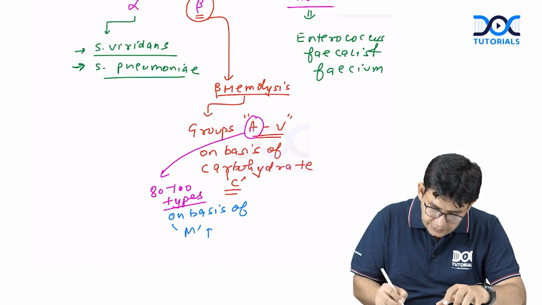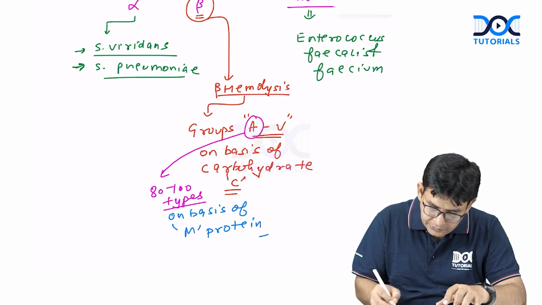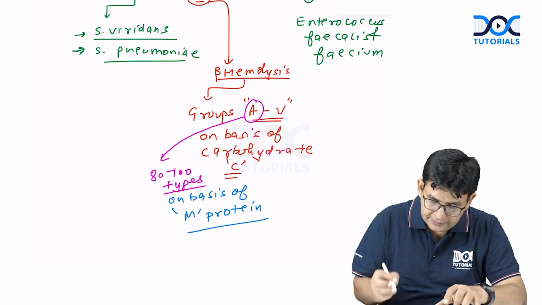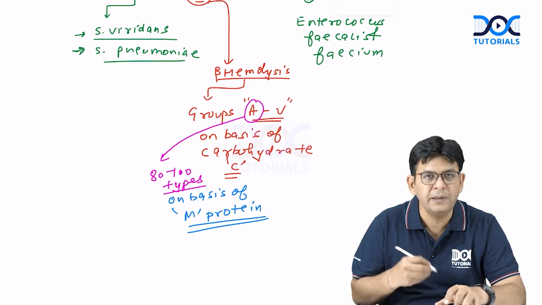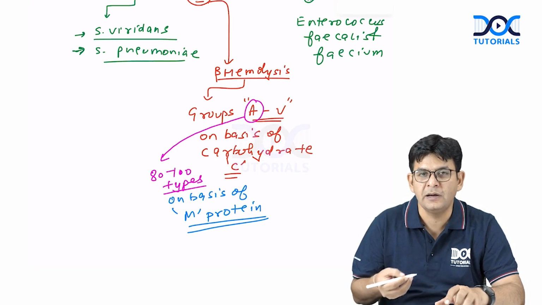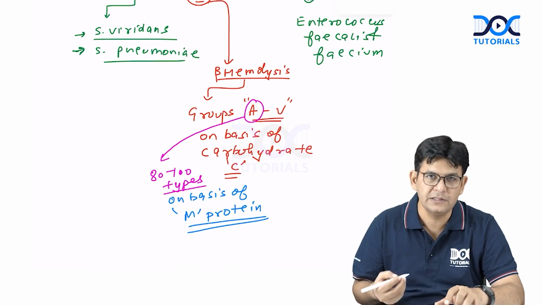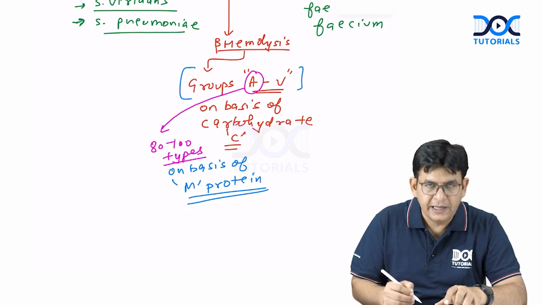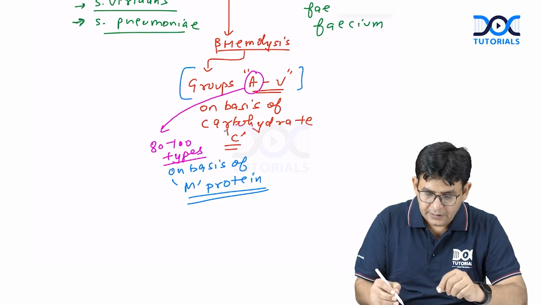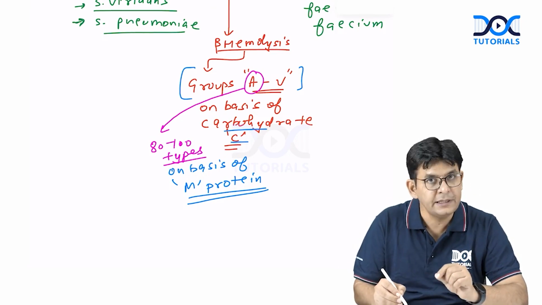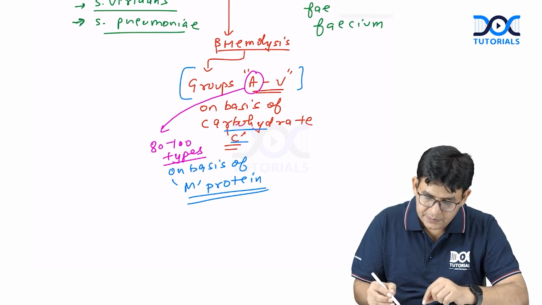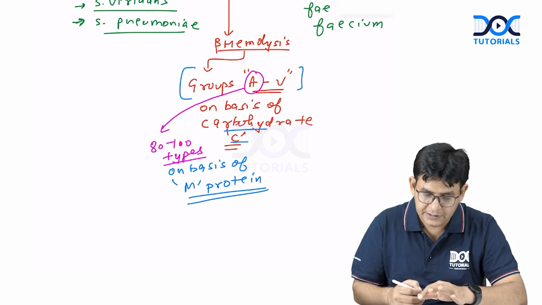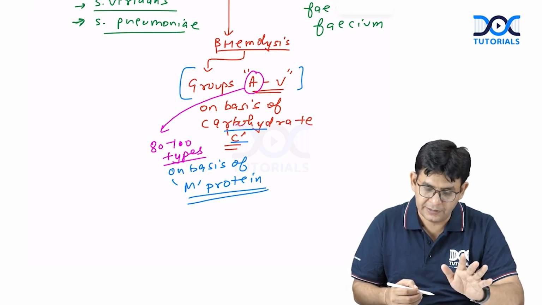So M protein and carbohydrate C, they both are in the cellular structures. And this M protein also plays the role of virulence of the Streptococcus. These particular groups, A to V, except I and J, are based on carbohydrate C. And group A, which is grouped further into 80 to 100 types, is grouped on M protein.